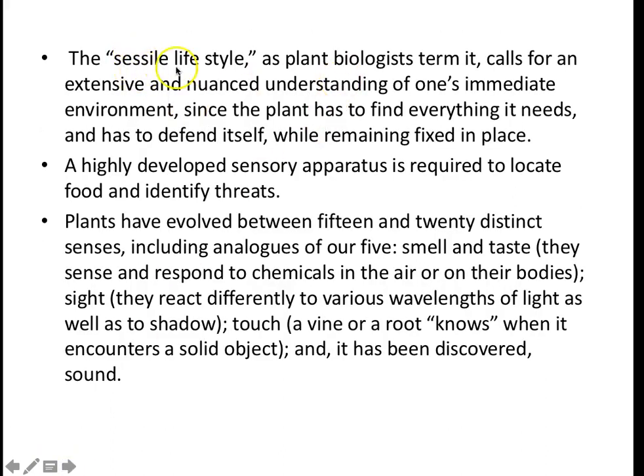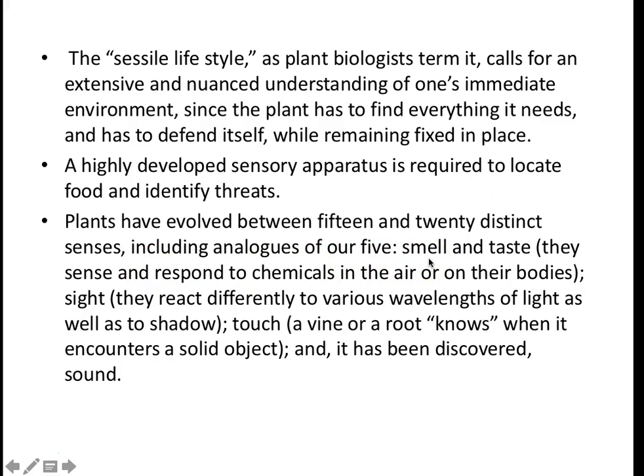Okay, so this goes into the fact that a sessile lifestyle means it can't move. So you're going to have to find different ways of figuring out how to thrive in an environment where you are constantly under attack. It says they've evolved 15 to 20 distinct senses, and many are analogous to our five.